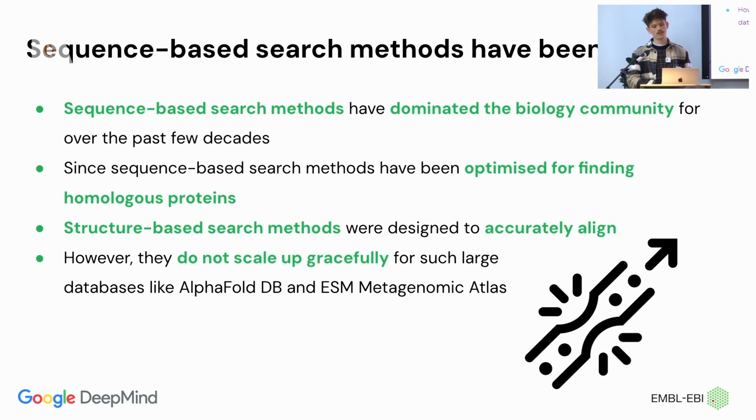Now, because we had so many hundreds of millions of sequences, the methods have always been optimized for speed. In comparison, structure-based methods are very accurate. There are a few of them, like DALI and TM-align, but they weren't initially designed to scale gracefully because we didn't have such large databases of structures. So we had a bottleneck in that sense. Now that we have this data, what do we do?